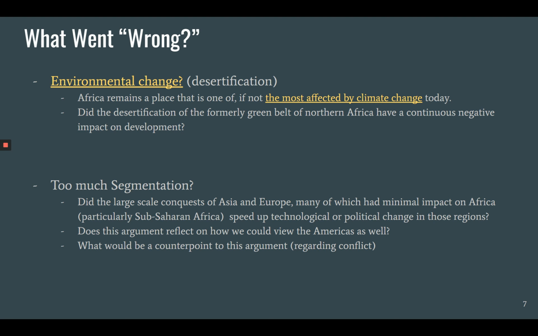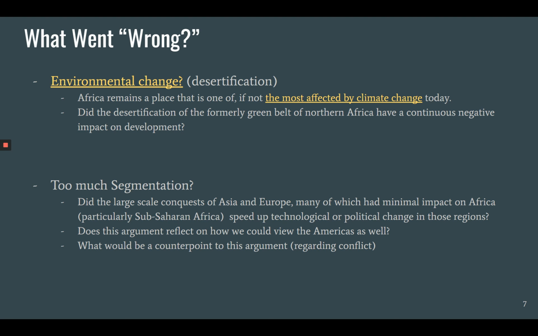The argument you'll generally hear for segmentation as a reason for Africa's difficulty in, quote-unquote, keeping up is that large-scale conquests of Asia and Europe, like the Pax Mongolica, if we call it a Mongol peace, and that's a question I've already posed to you, speed up political and technological change. So when you get a whole lot of people under one political and economic umbrella, it causes evolution in terms of political and economic change. It causes rapid shifts. And maybe that was not as much the case in Africa.